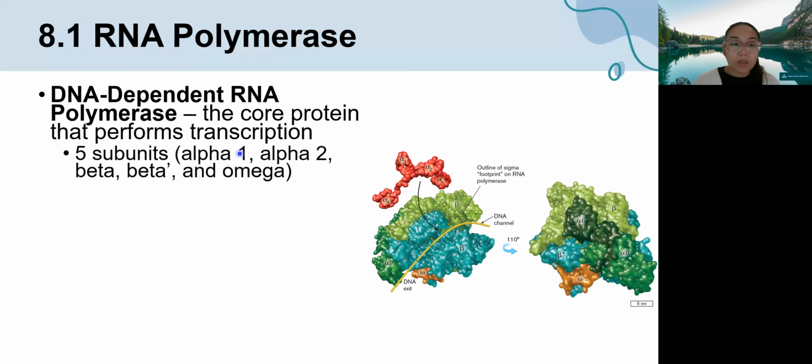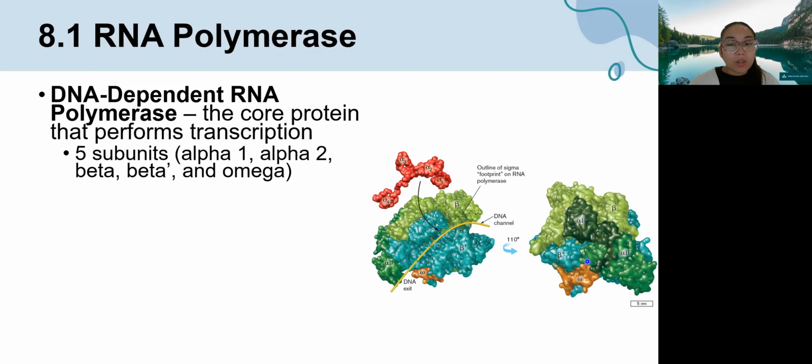So there are about 5 subunits that are found in bacteria. So we have the alpha 1, you can see it here, and then there's alpha 2, and then there's beta and beta prime. Those are the main 4, and then we also have an omega subunit. So there are 5 main subunits for the RNA polymerase in bacteria.